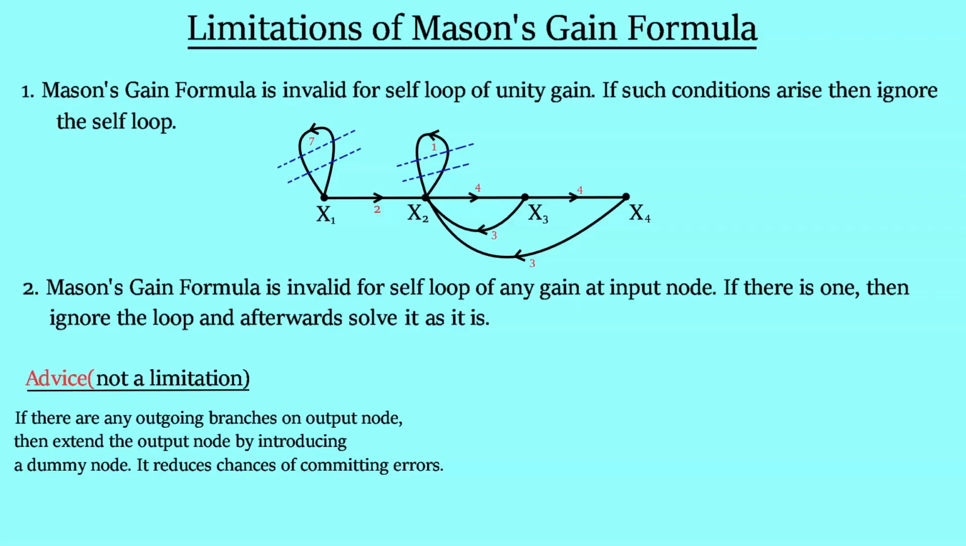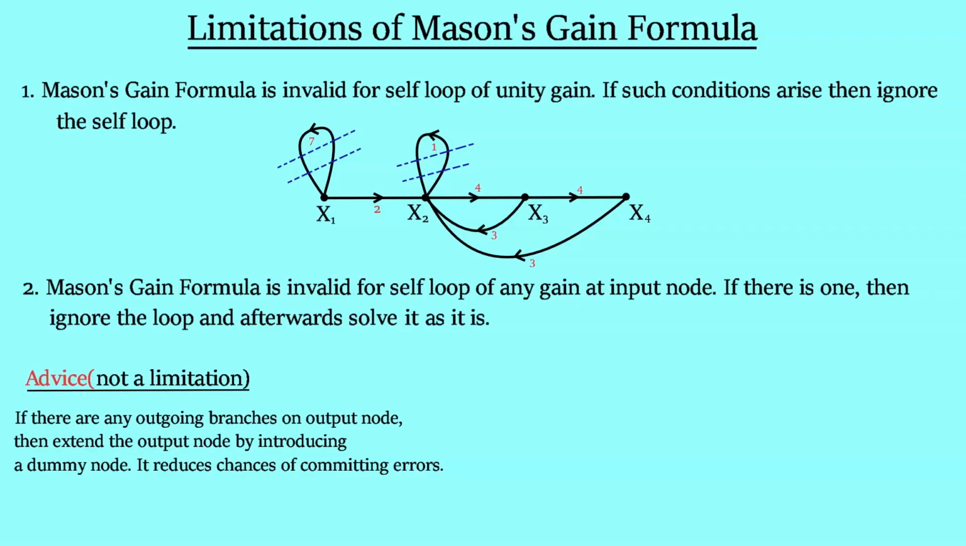There is another piece of advice I want to give you. If there are any outgoing branches on the output node, then extend the output node by introducing a dummy node. It is actually not a limitation of Mason's gain formula, but I have seen many students commit mistakes and get confused by this. It will be much better if you extend the network by introducing a dummy node, and by doing this you will reduce your chances of committing mistakes significantly.